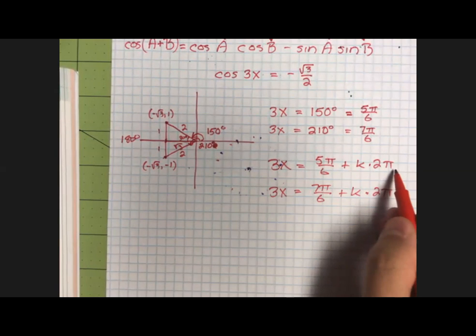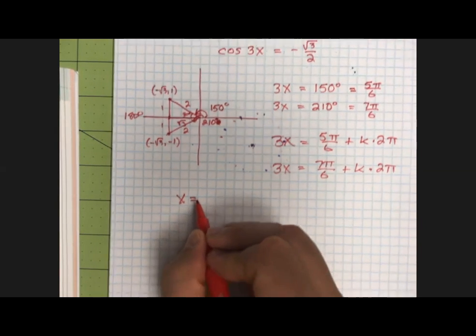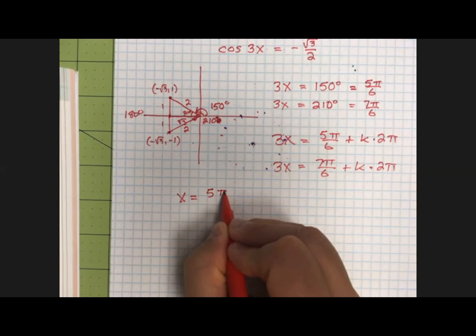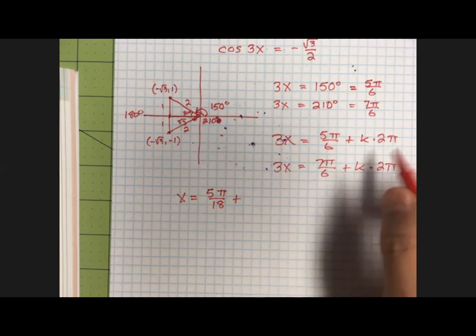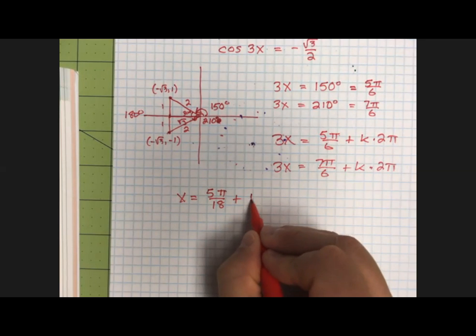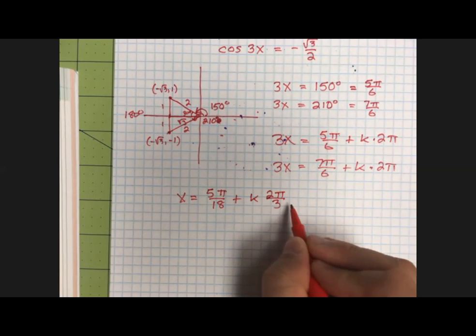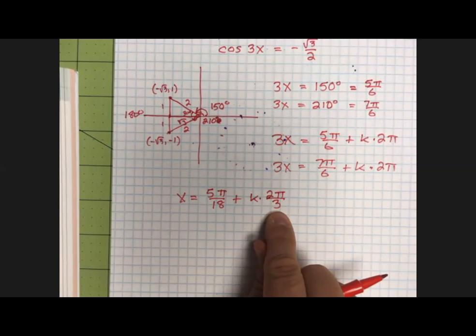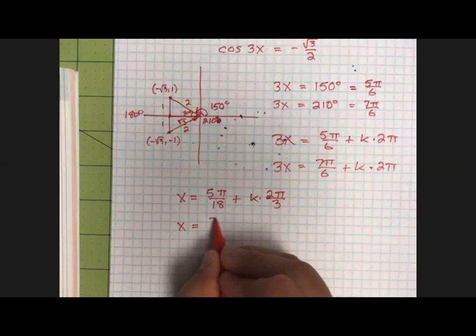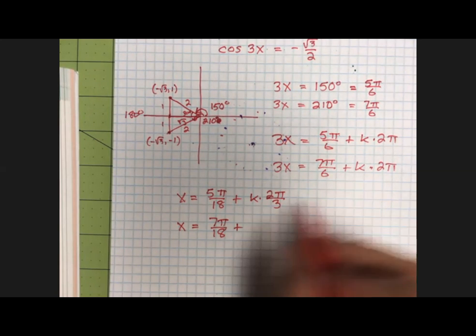Now I divide everybody by 3. And the first equation will say 5 pi over 18 plus k times 2 pi over 3. 2 pi over 3 is 120 degrees, but I have to write in radians. He wanted me to write in radians. And the other angle is 7 pi over 18 plus k times 2 pi over 3.